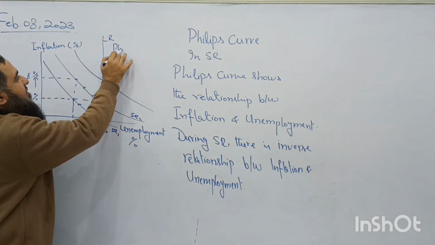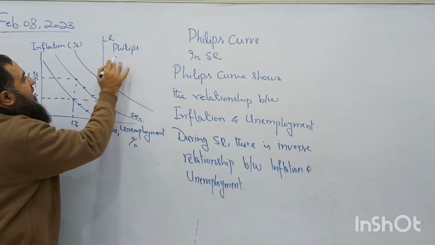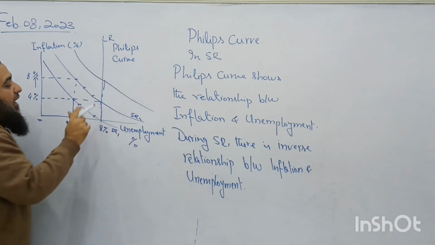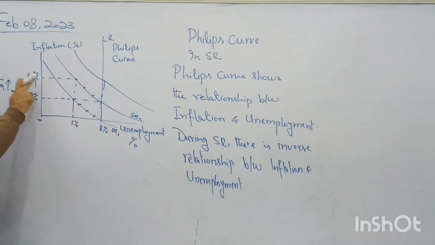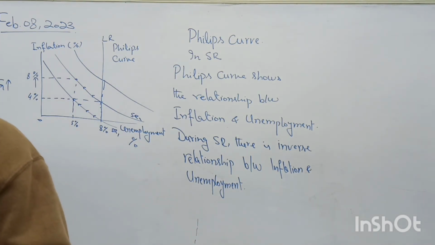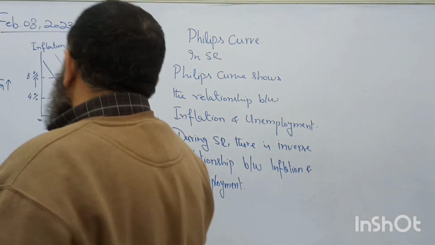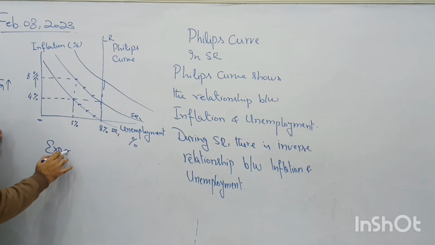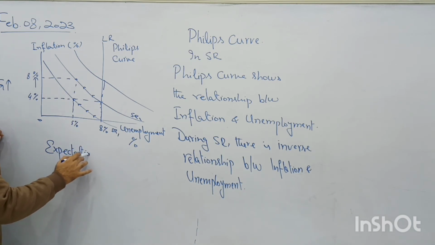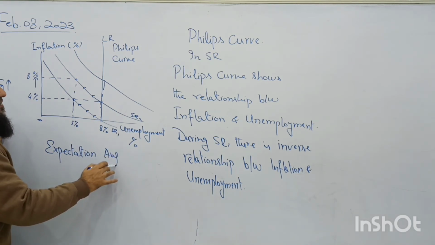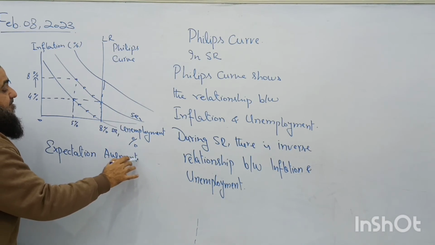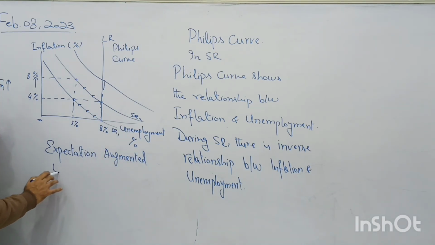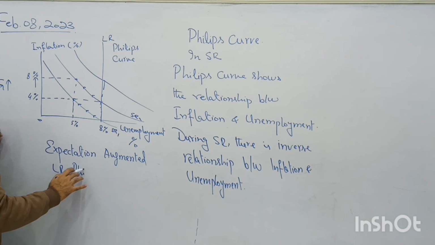What is it? Phillips curve. Now unemployment and inflation are both increasing. They are coexisting due to increasing money supply. So this is called the expectation augmented long run Phillips curve.